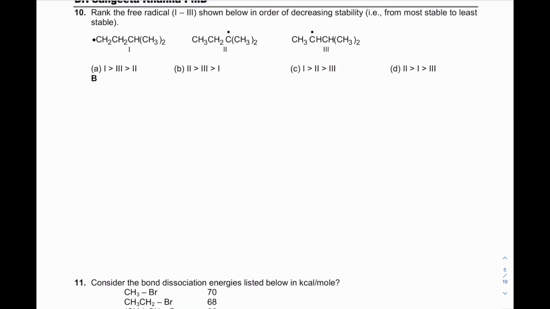Next, rank the free radicals in decreasing order of stability. The most stable one is this one because it is tertiary, with more plus I effect. Then it is secondary, with less plus I effect. And this one is primary. So 2, 3, 1. It is B.